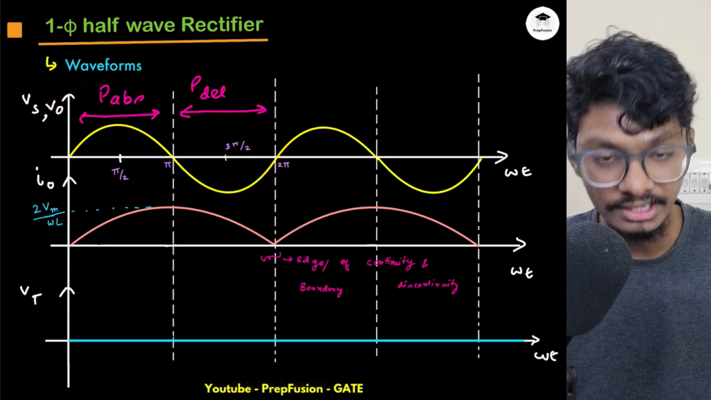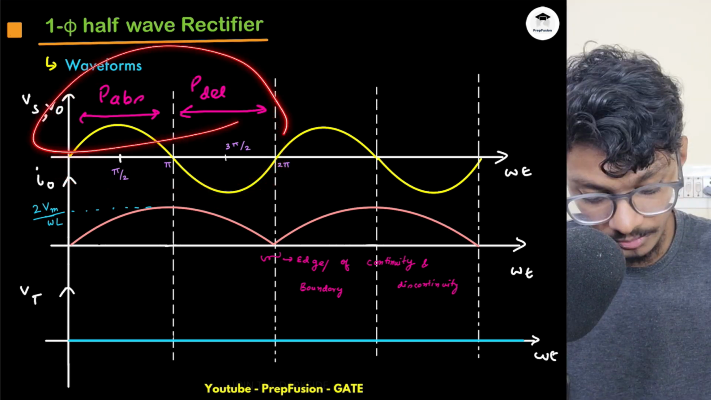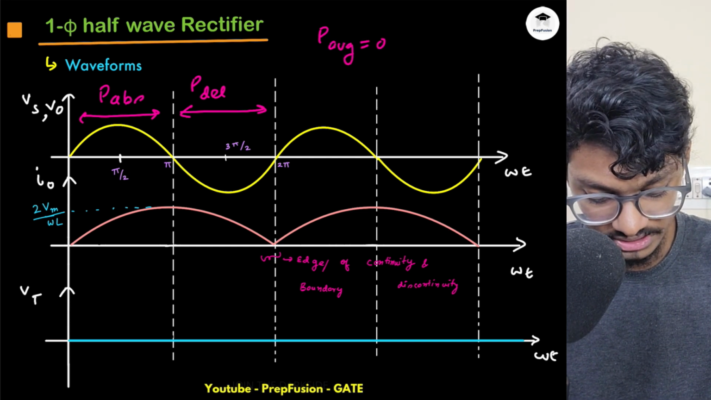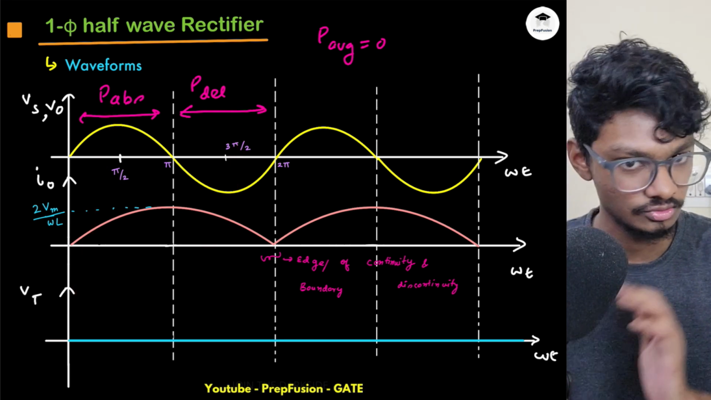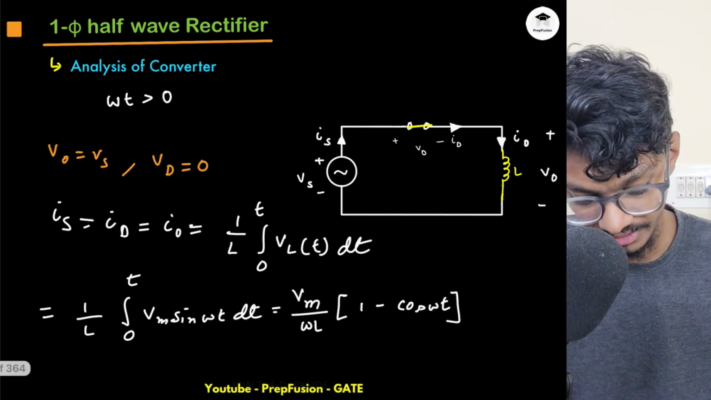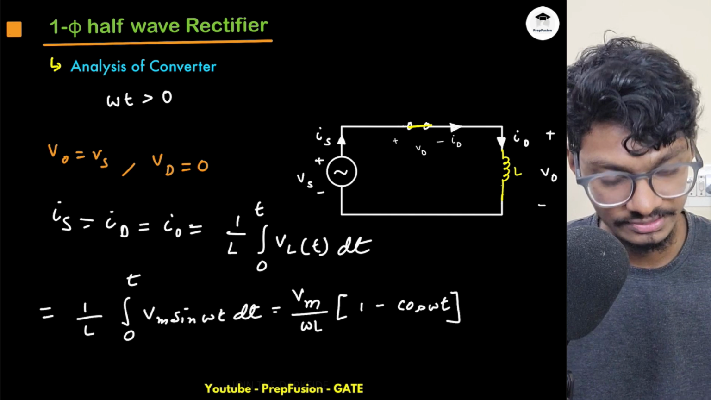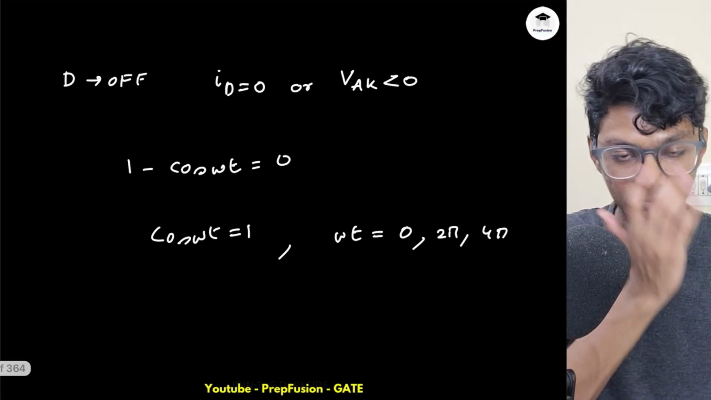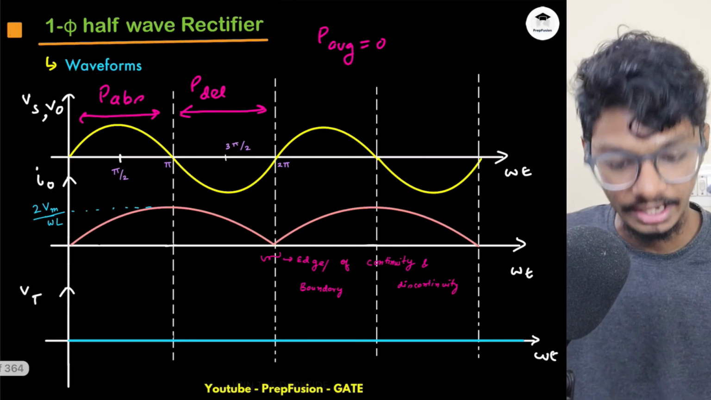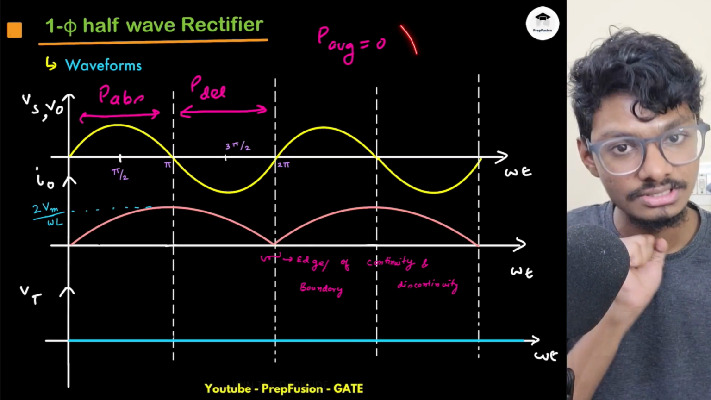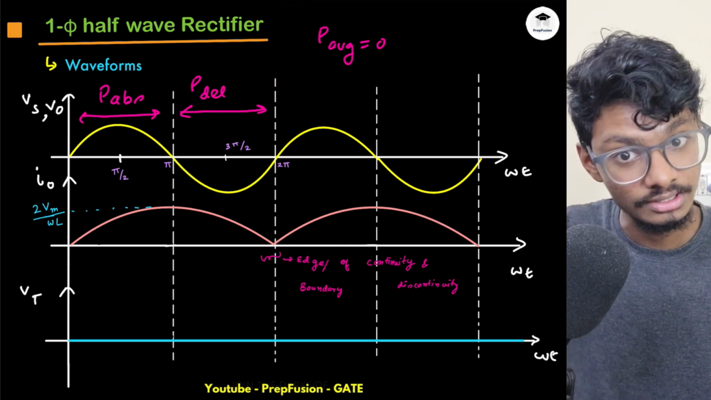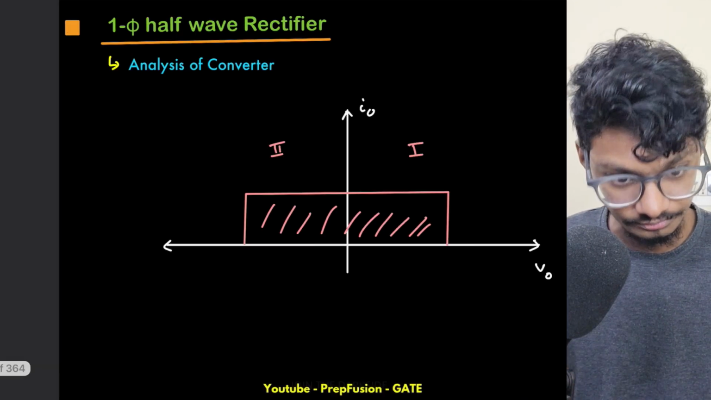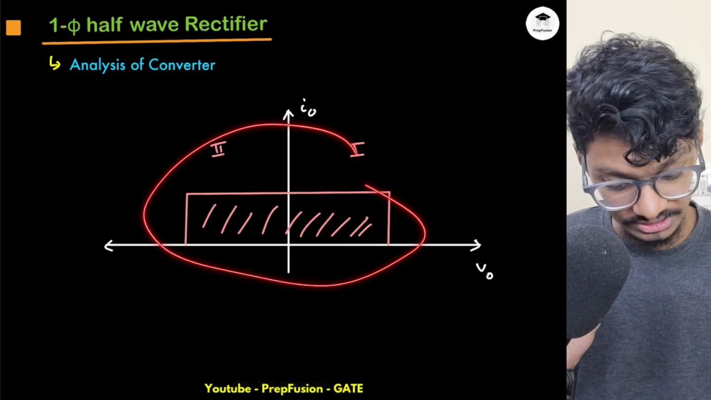Over a whole cycle, I will neither absorb nor deliver. The average power over a cycle will be 0. You write the I of t expression, I of t is this, and the V of t expression, V of t is simply Vm sin omega t. You integrate the multiplication of those two within a cycle, and you will see that the average area is 0. That is, average power will be 0. As explained earlier as well, the inductor doesn't absorb power over a cycle. So that is the case, but this is a 2-quadrant converter.